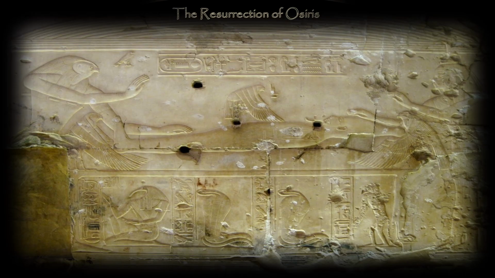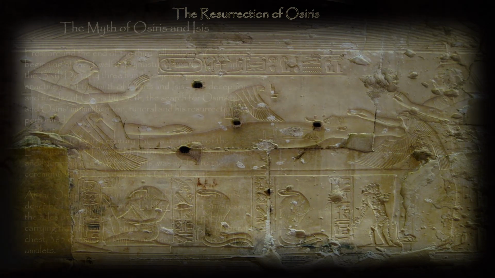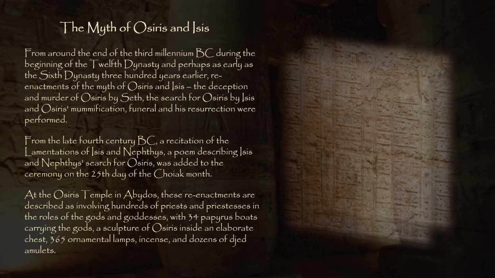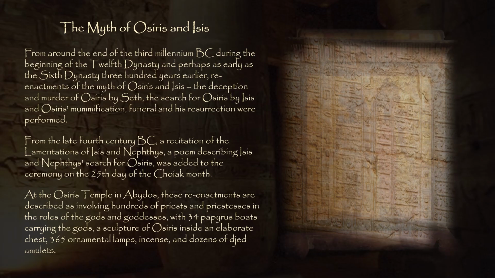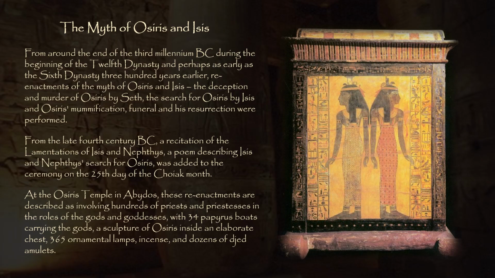From the late 4th century BC, a recitation of the Lamentations of Isis and Nephthys, a poem describing Isis and Nephthys' search for Osiris, was added to the ceremony on the 25th day of the Choyak month. At the Osiris temple in Abydos, these reenactments are described as involving hundreds of priests and priestesses in the roles of the gods and goddesses, with 34 papyrus boats carrying the gods, a sculpture of Osiris inside an elaborate chest, 365 ornamental lamps, incense, and dozens of Djed amulets.